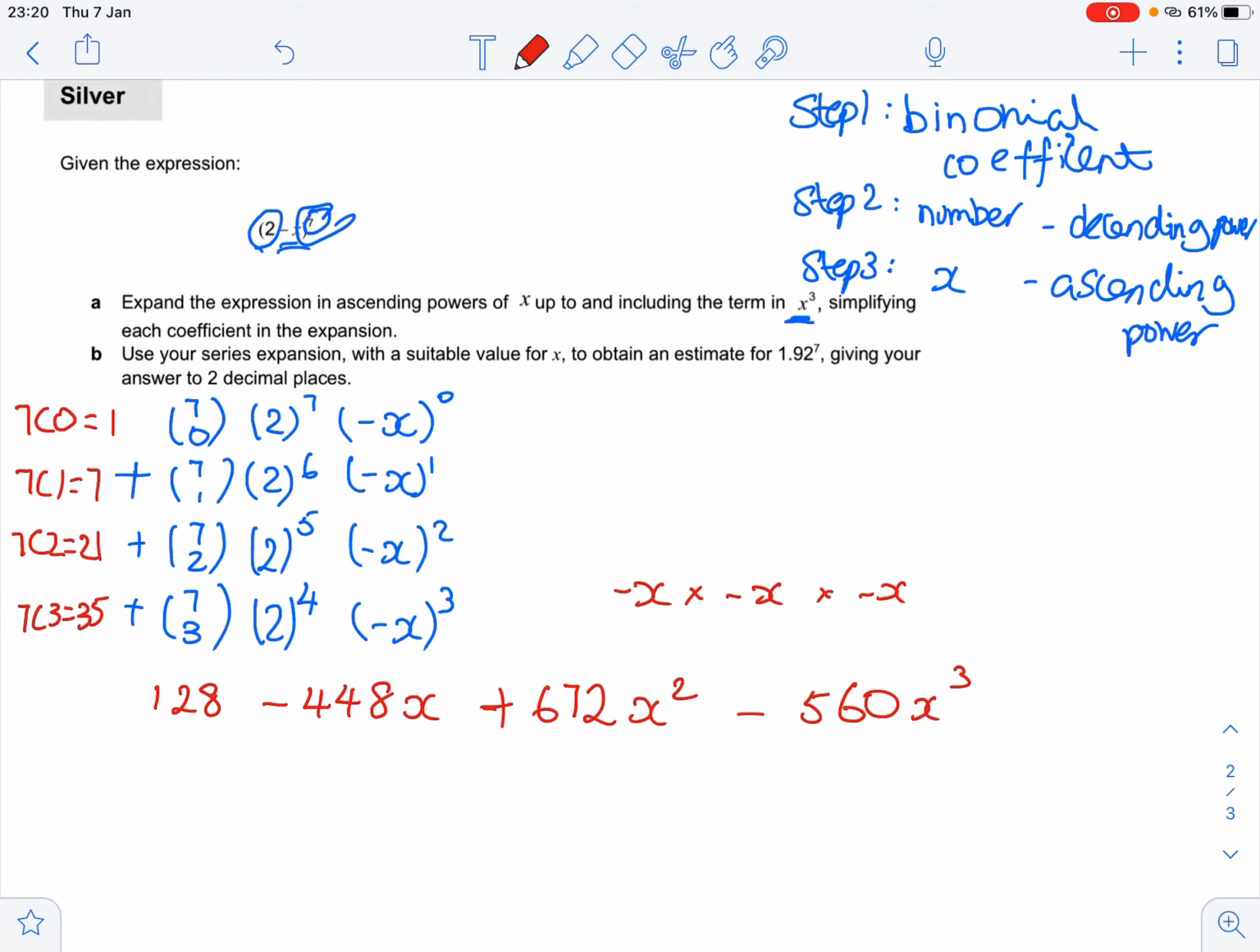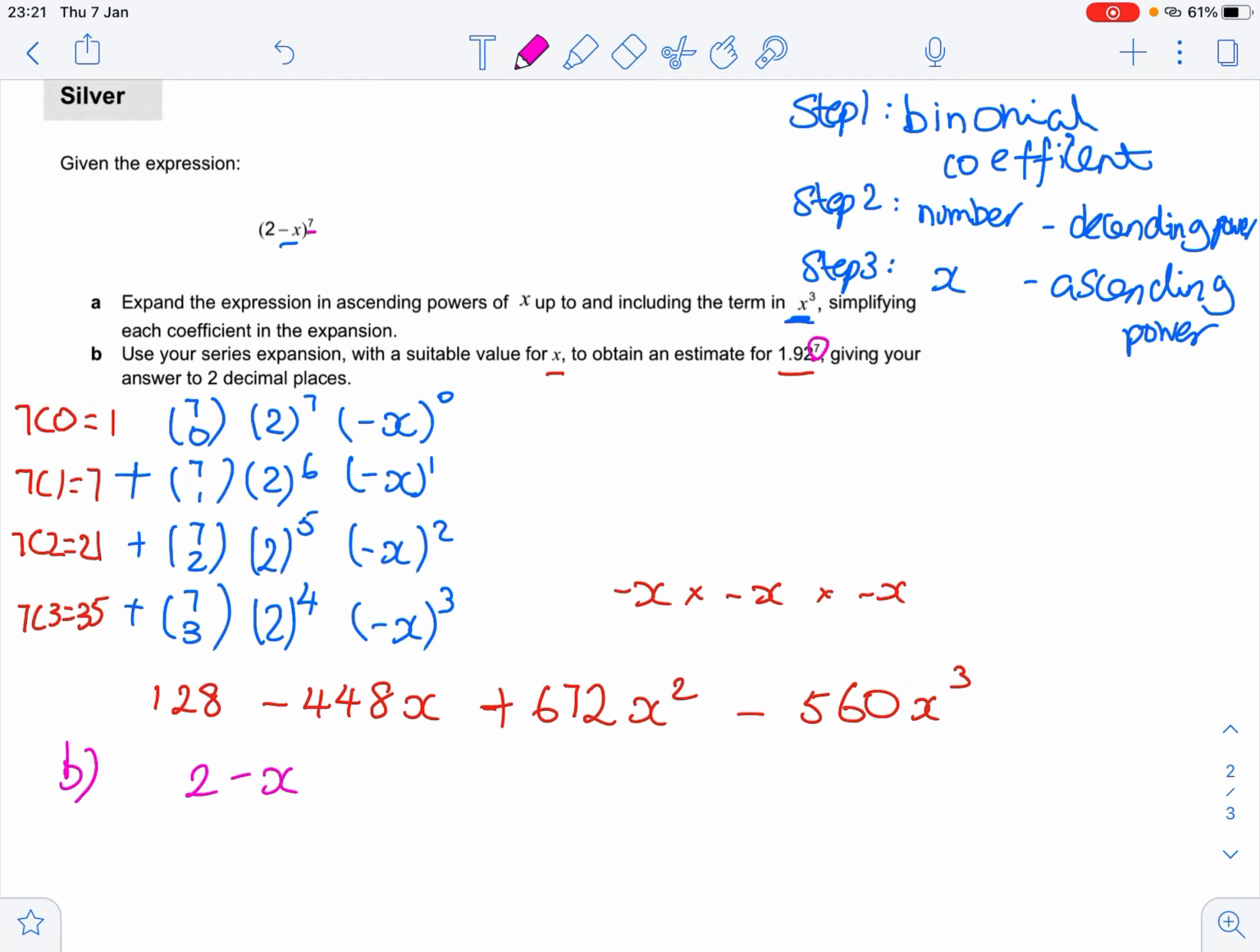So let's look at part B. Use your series expression. Use a suitable value for x to obtain an estimate for 1.92 to the power of 7. So remember when we're doing estimations, we need to remember we have the same power, which is 7. So now we want to look at what is inside the bracket.